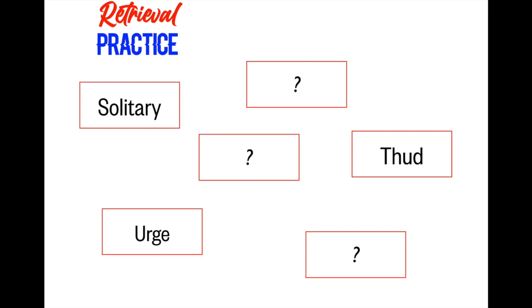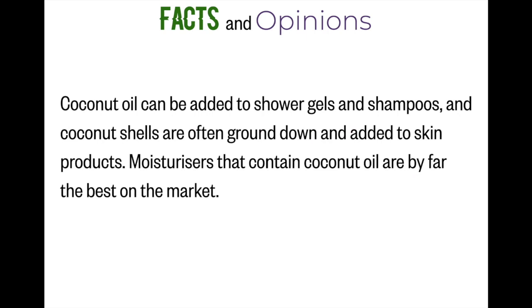And the third word is to urge. The word urge can be both a verb and a noun. If it was a verb, then it would mean to persuade or to try to convince. And if it was a noun, then it would mean something that we really want, like a desire. I have an urge for chocolate. I do now.